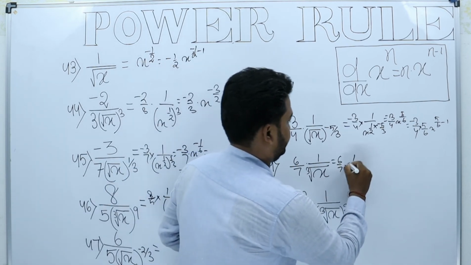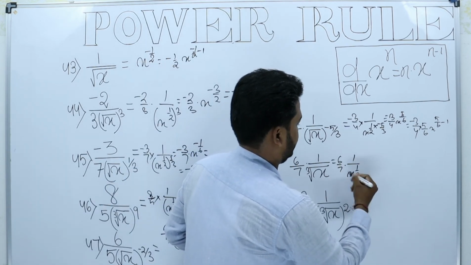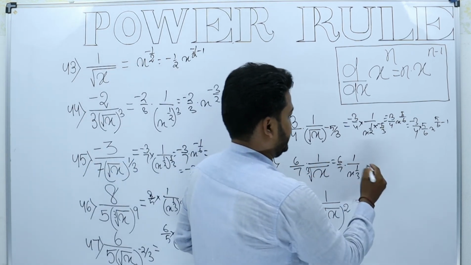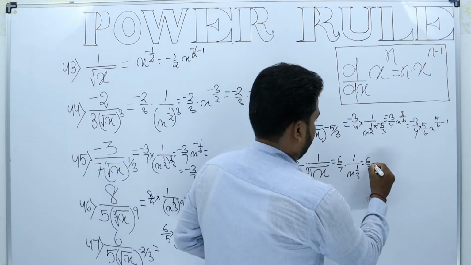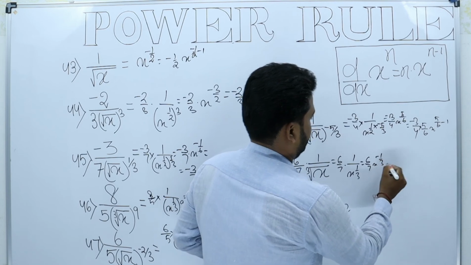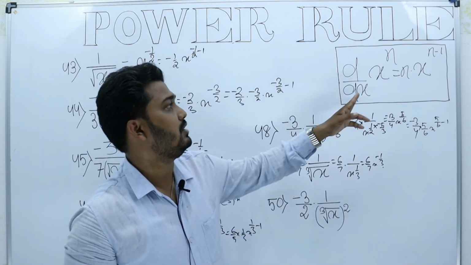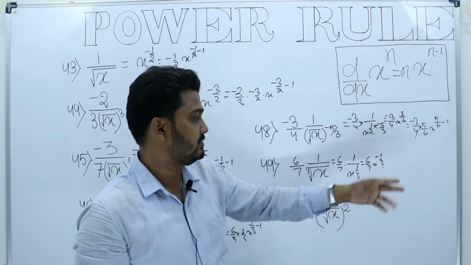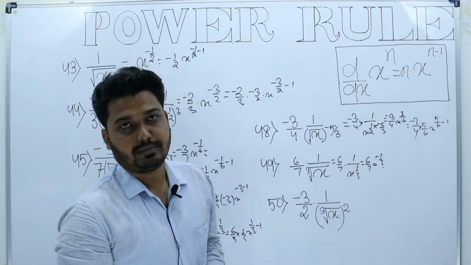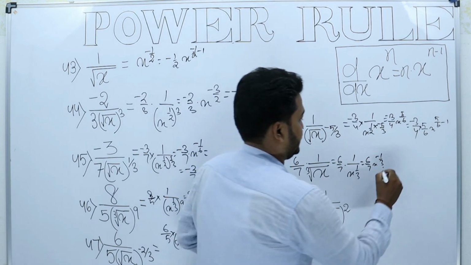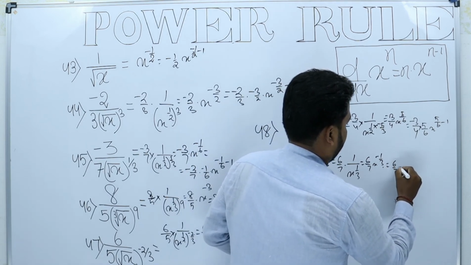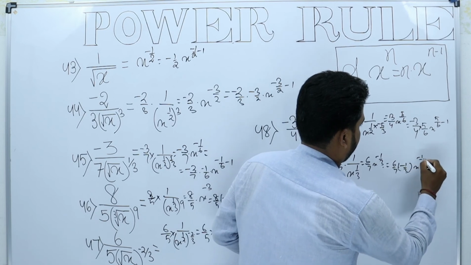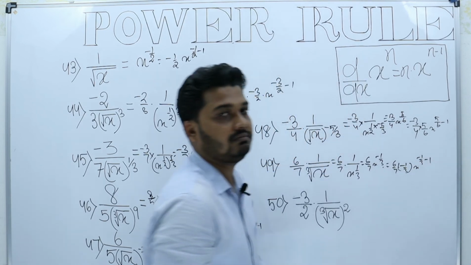Root cube x means the power is 1 by 3. In the numerator, power will be plus 1 by 3. My mistake, it will be minus 1 by 3. X to the power minus 1 by 3. Now if the power is n, we can put nx^(n-1). Here the power is minus 1 by 3. So in the next step, we will put minus 1 by 3, x to the power minus 1 by 3 minus 1.